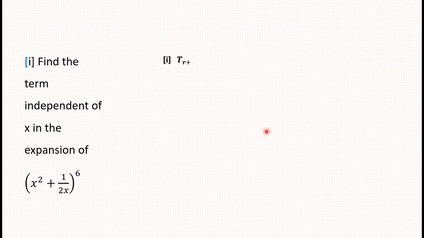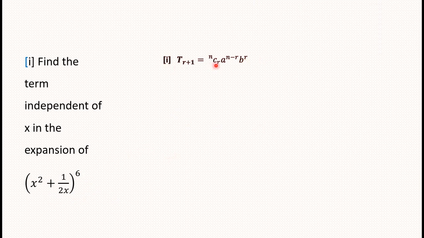So find the term independent of x in the expansion of this. If for a plus b to the power n, we have x to the power n in the first monomial, and x to the power n in the second monomial, then we'll end up having a term independent of x. In the previous examples, we usually have terms independent of x, but these are special cases.